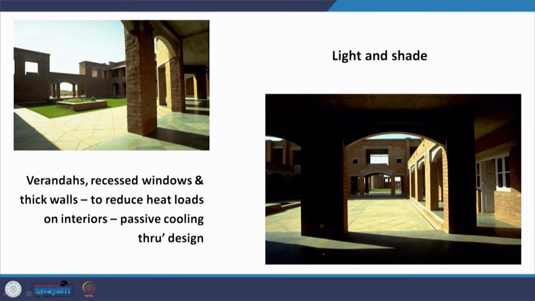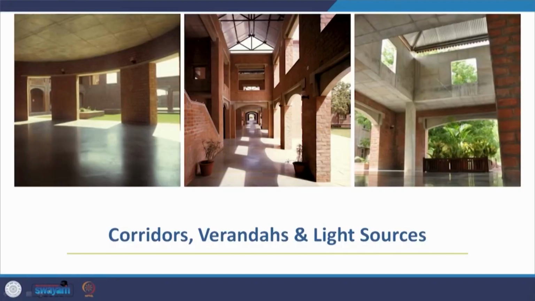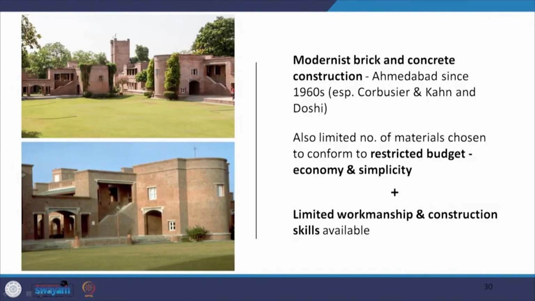Again, you find these spaces and you find how much of the glare he has tried to cut down. Corridors, verandas and light sources, this shows you the light coming in from the top, and this kind of brick and concrete construction in the 1960s in Ahmedabad, especially in the works of Corbusier and then Kahn and Doshi and then onwards in many other architects. Also, there is a limited number of materials chosen because of restricted budget, so there is economy and simplicity.